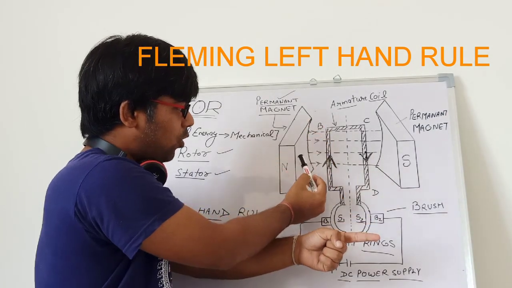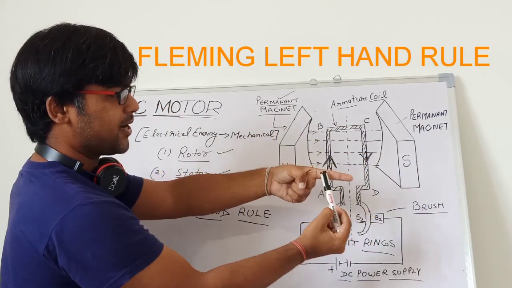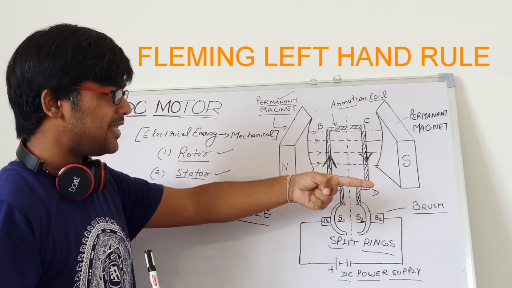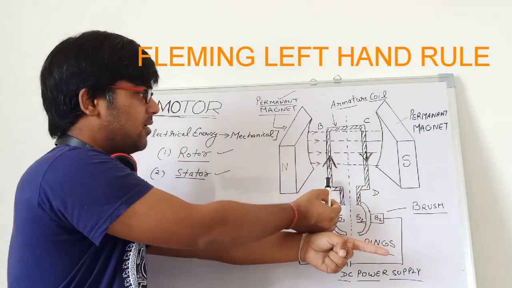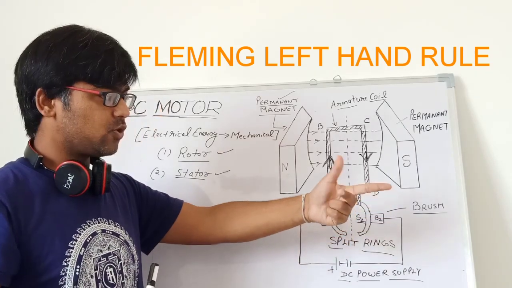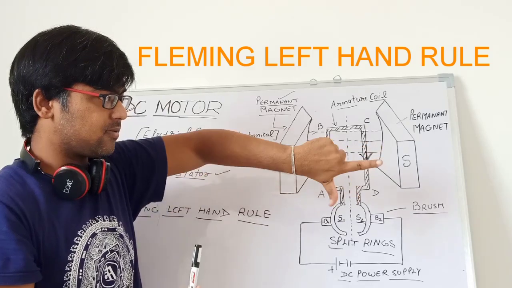So it is from north to south. This basically indicates the direction of magnetic field. Now the next thing is my current. This current basically is in this direction. Clear? So if I do this, this will be wrong. It has to be like this.